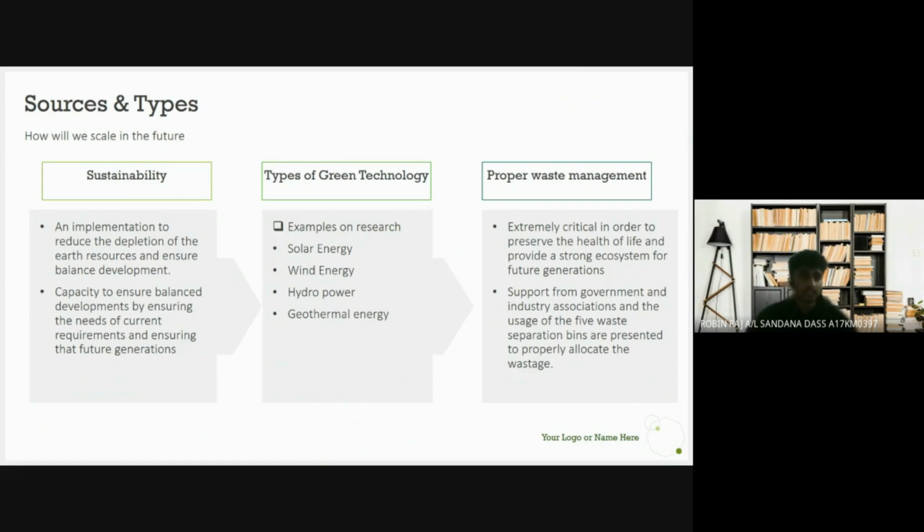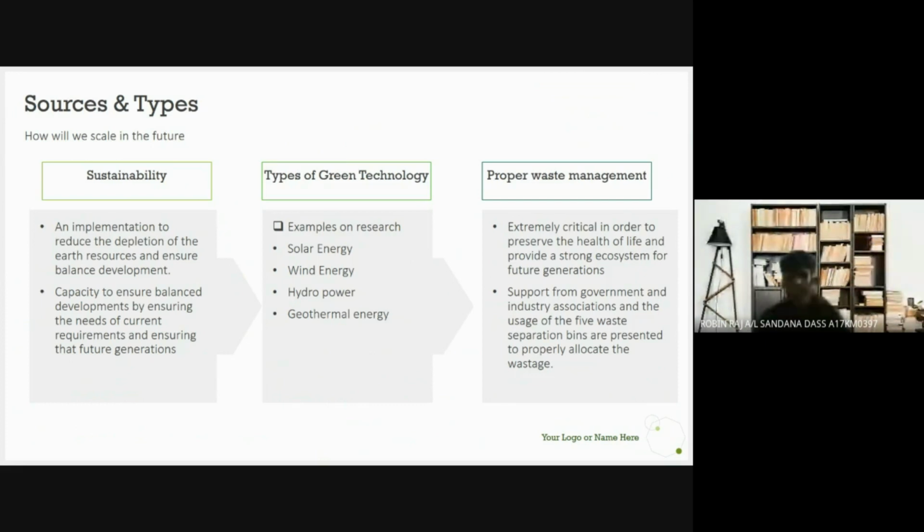Second will be the types of green technology. Examples on research are solar energy, wind energy, hydropower, and geothermal. The third part will be on proper waste management.